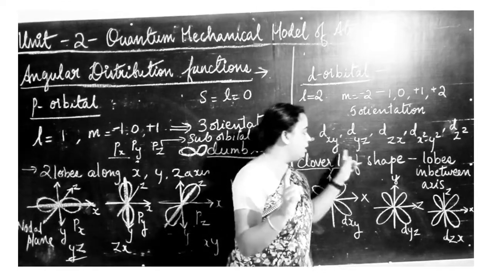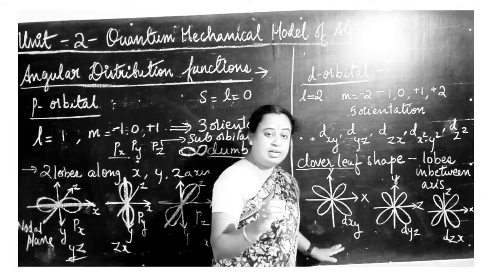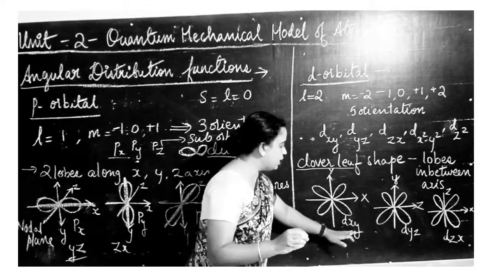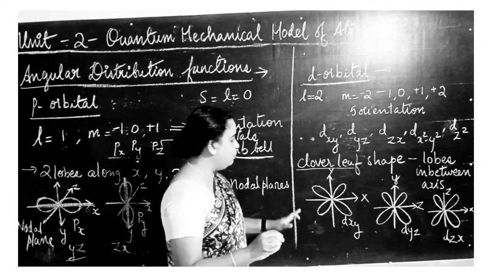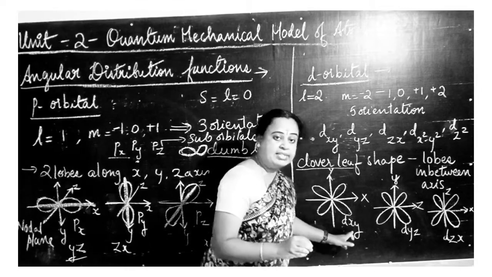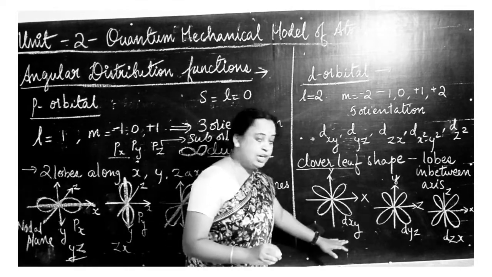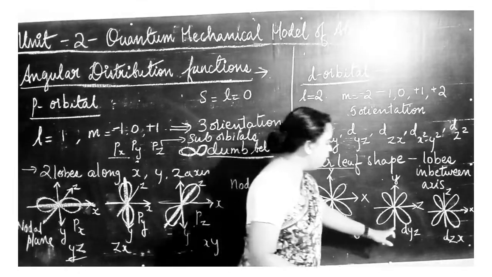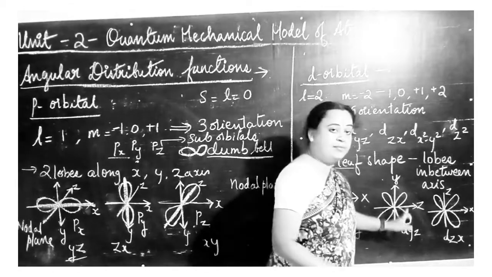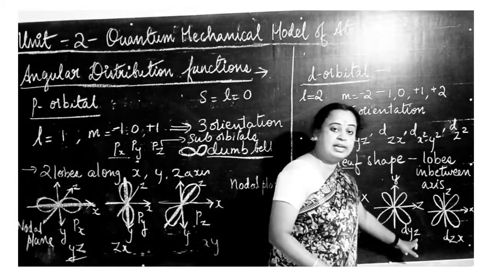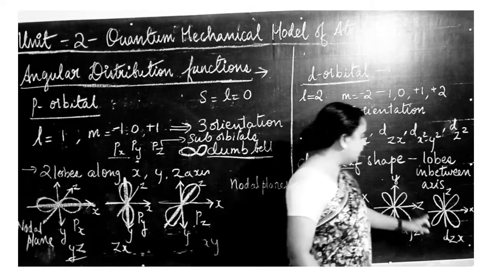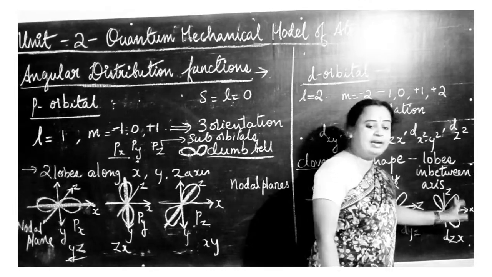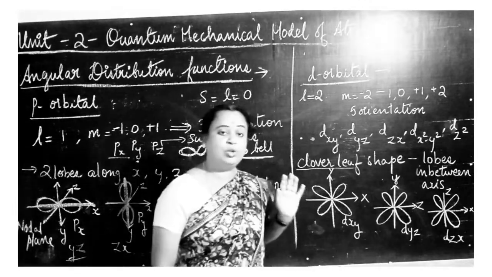So here 3 shapes of the d suborbitals are there. In the case of dxy, the lobes are present in between the x-axis and y-axis. Whereas in the dyz orbital, the clover leaf lobes are seen in between the y and z axis. And in the case of the dzx orbital, the lobes are seen in between the z axis and x axis. So it is very easy for you to draw the diagram.